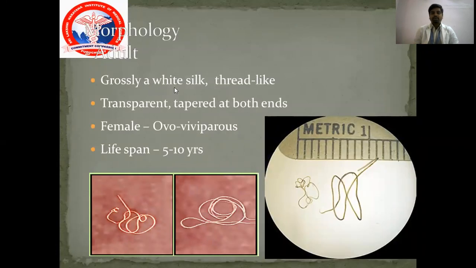Morphology of the adult: grossly a white, silk thread-like worm, transparent, tapering at both ends. The female is viviparous. Ova is nothing but an egg, vivi means larval form. It can produce ova and is viviparous. Lifespan is about 5 to 10 years. So you can see the thread-like structure. This is a worm.